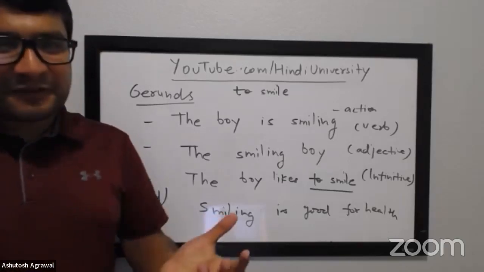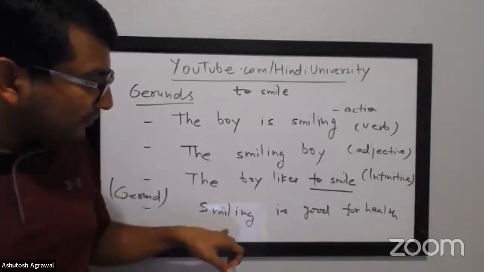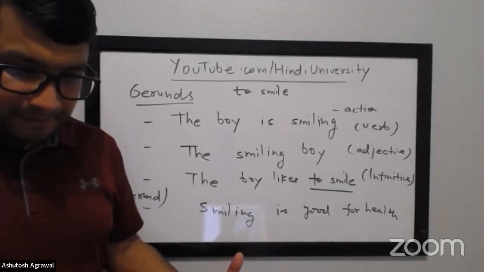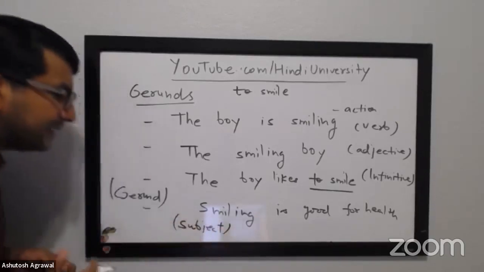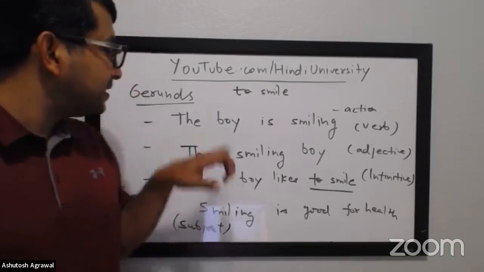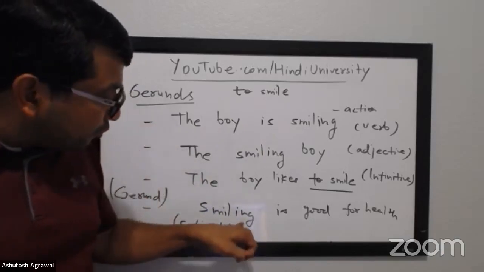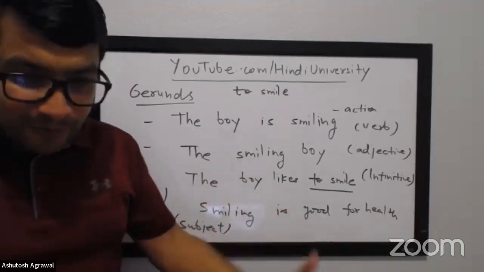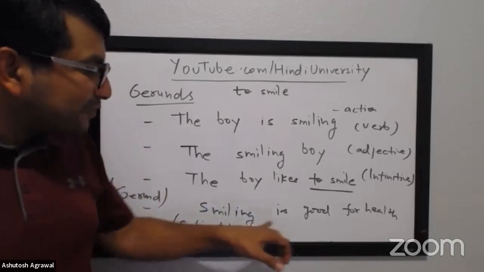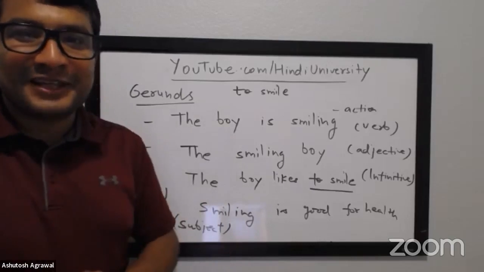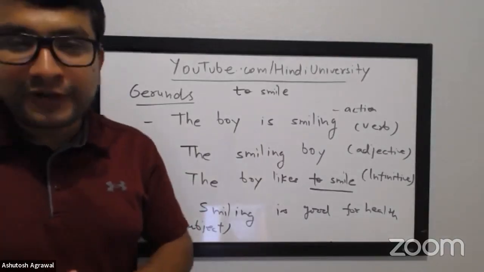Okay. So what is the definition here? If you look at it, typically you start a sentence with a subject. Your subject is a noun or a pronoun, such as the boy is smiling, or he is smiling, typically, right? But when you want to describe the noun in the form of an action, those are nothing but your gerunds. So that's why smiling is good for health, but it's not really happening. It's just the act of smiling that is good for health, okay?